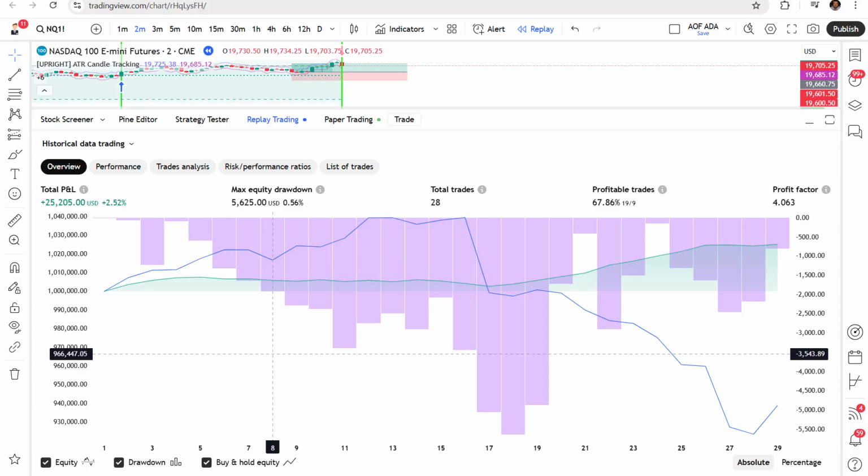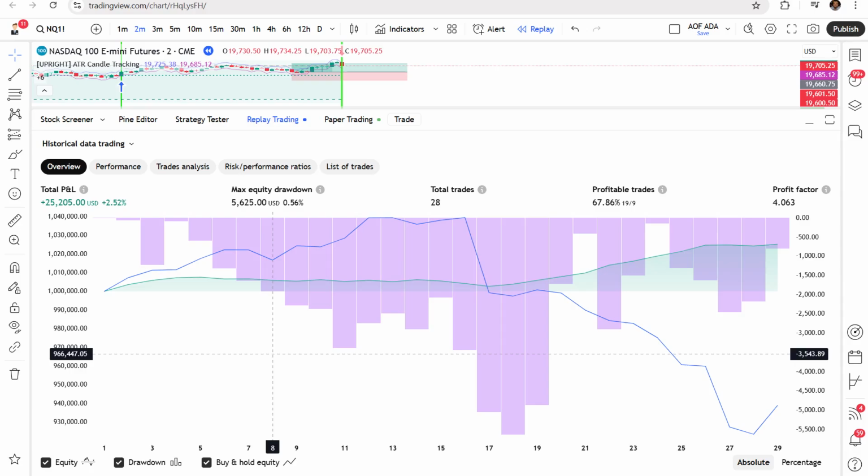You can see that the max drawdown was 0.56%. Total number of trades, 28. Profitable trades, 67.86 was the win rate, and it had a profit factor of 4.06. You can see a really nice equity growth there on the account as we were doing the testing.